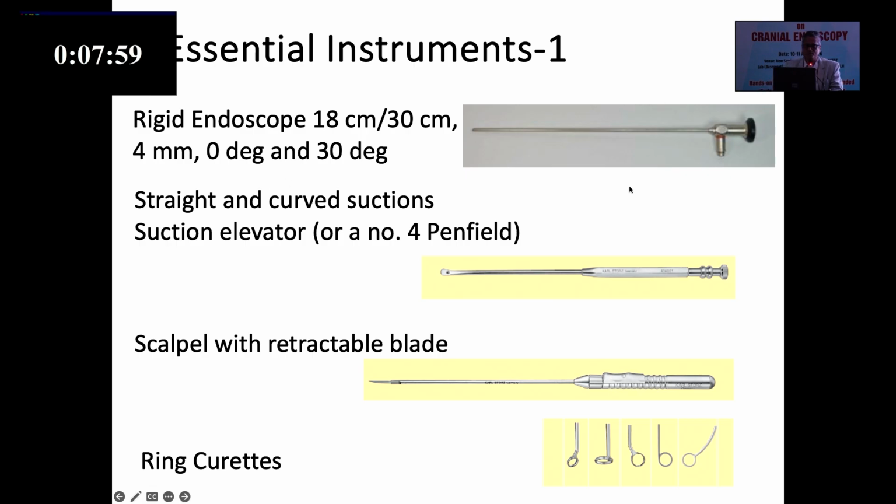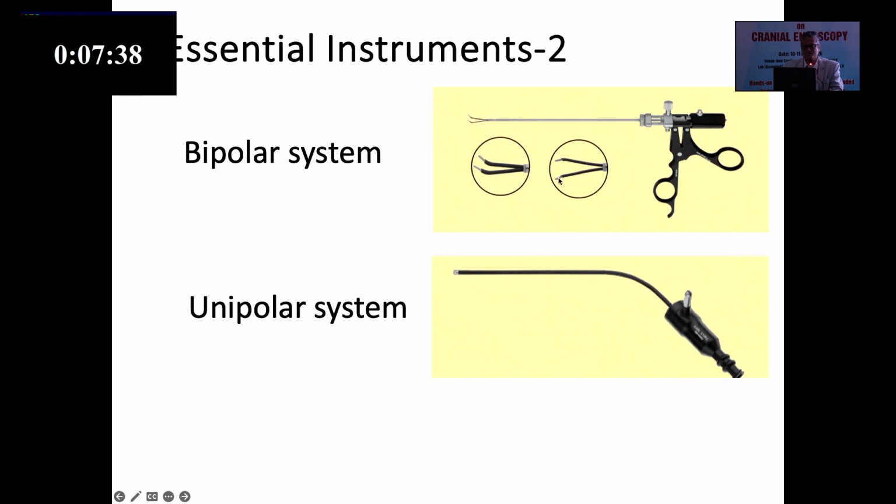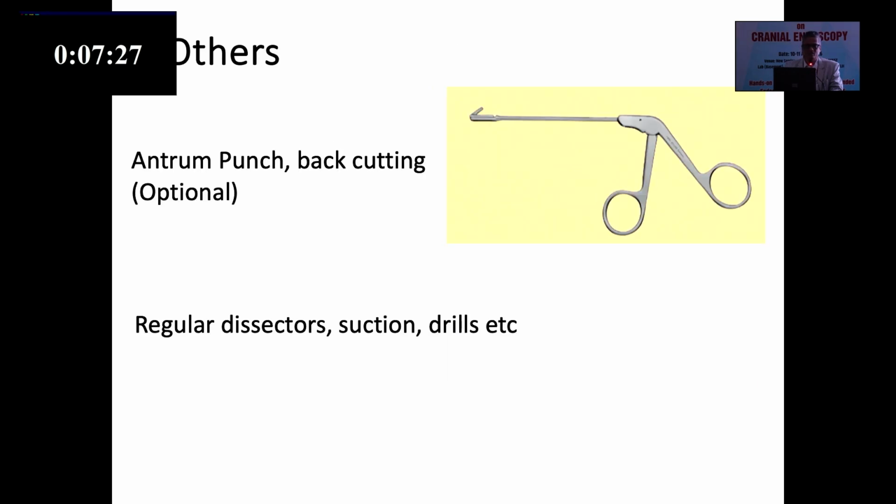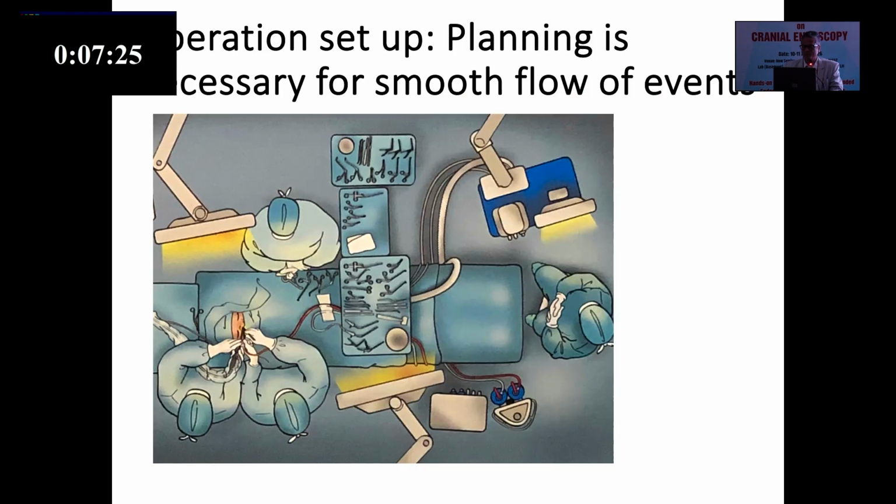Obviously I use an endoscope. I use the regular pen-filled dissectors. The other endoscopic instrument I really find useful is a scalpel with a retractable blade. Now except for these two instruments, all the other instruments are standard non-endoscopic instruments. This is optional. You may or may not get it, it's up to you. Most of the cases I don't actually end up using this. Similarly, an antrum punch also I think is not required. I hardly use them.